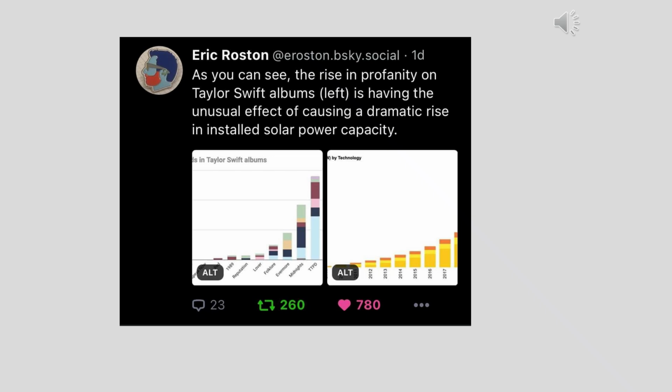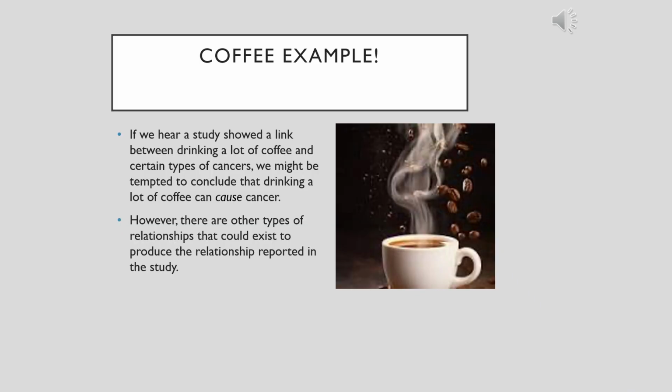And obviously, those two things are obviously not related, or maybe not so obviously not related, but we can't assume that because Taylor Swift is cursing more on her albums, even though we see a concordant increase in solar power capacity, it doesn't mean that these things are causing one another, right?